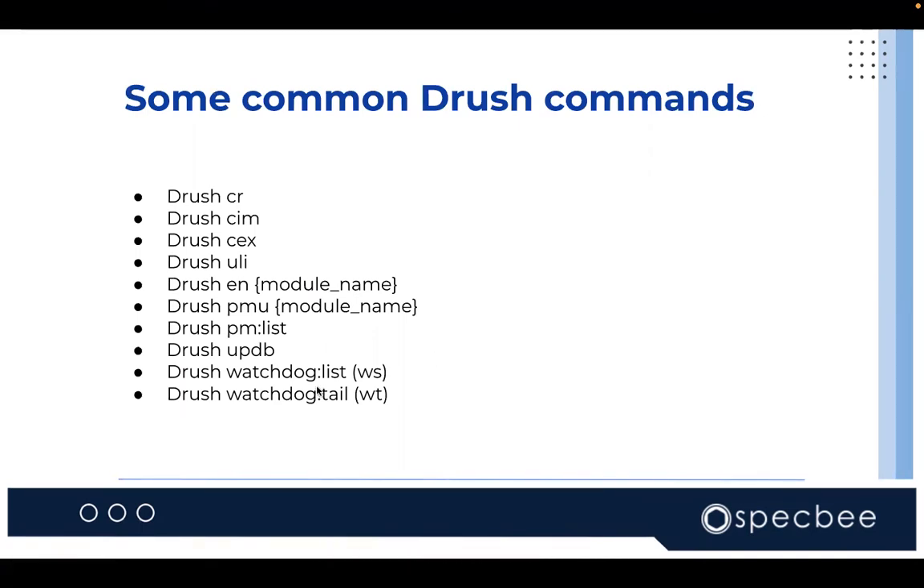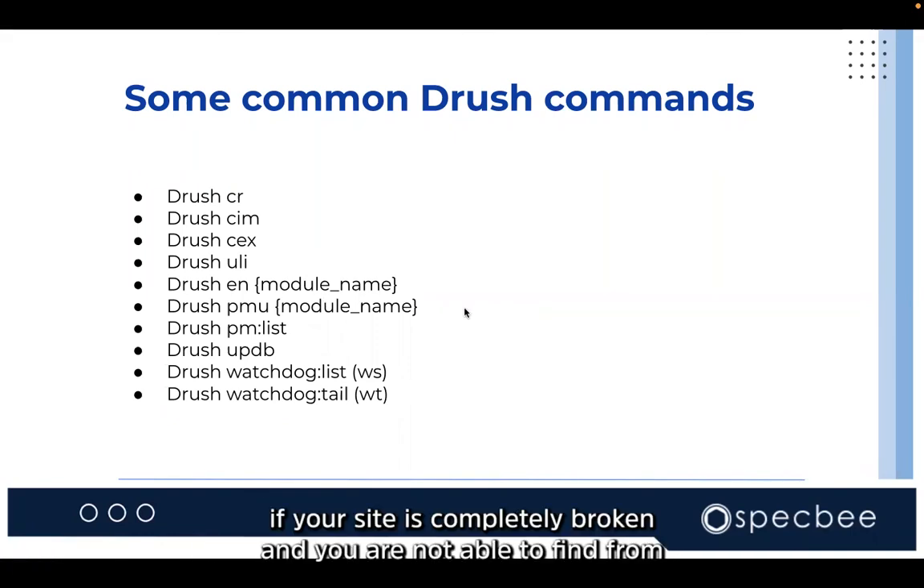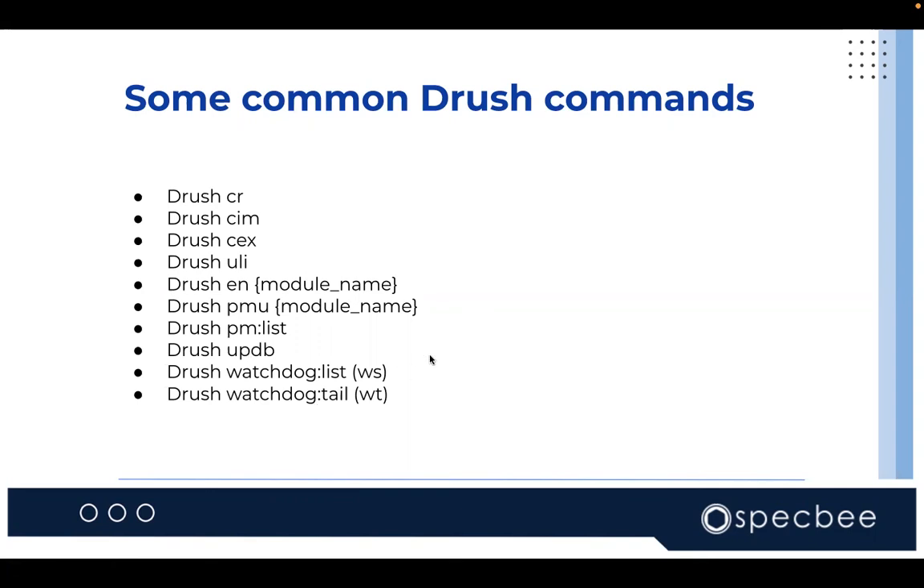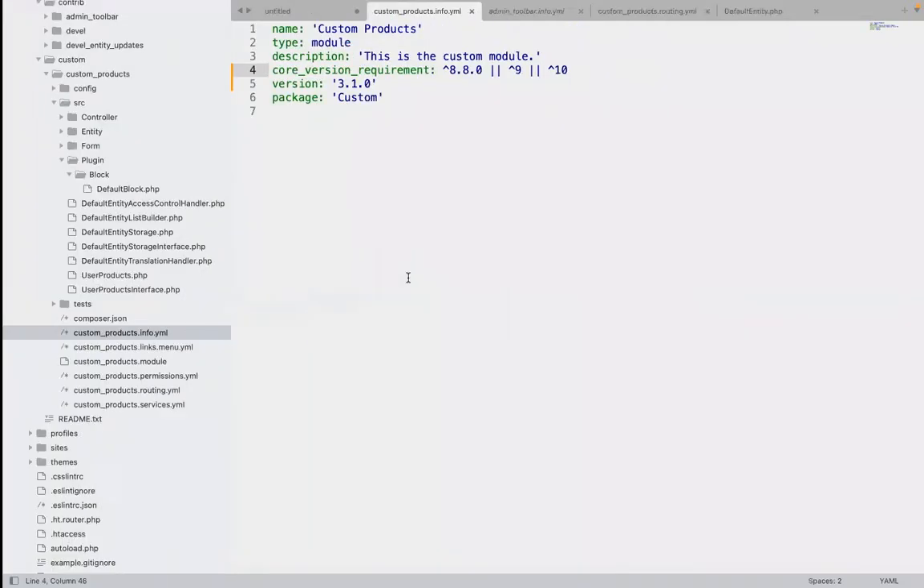What is this watchdog? Watchdog is nothing but a record of the errors, like notice, parse error, syntax error, whatever. It records all the things, so anywhere in your complete site where there was some error, it will show you the list here. For example, if your complete site is broken and you are not able to find where you need to debug and what is creating an issue, just run Drush watchdog list, or you can use the short form, Drush WS.